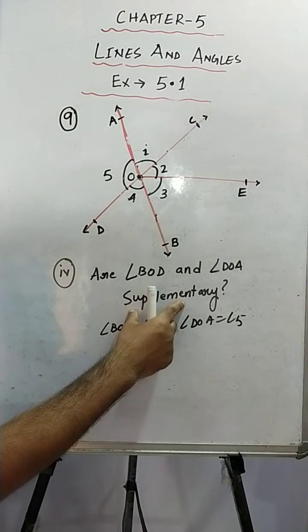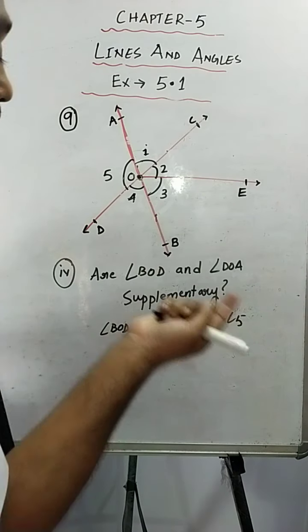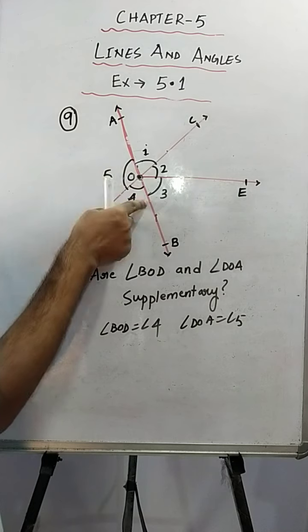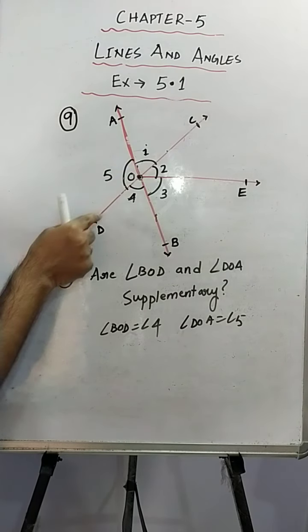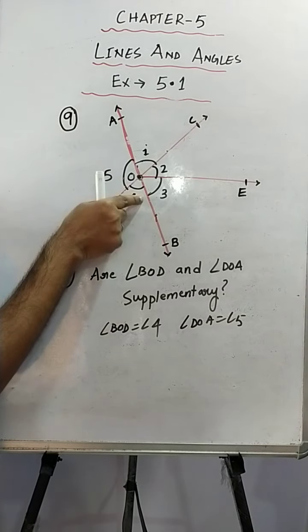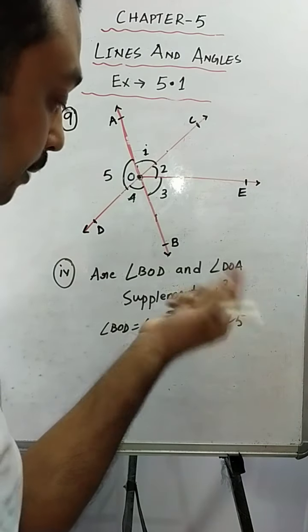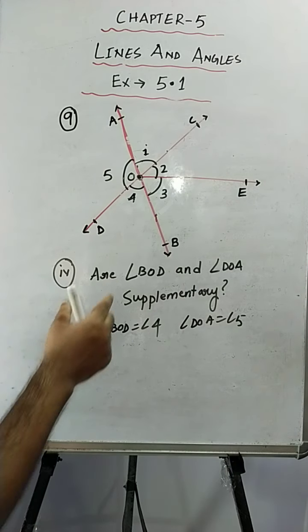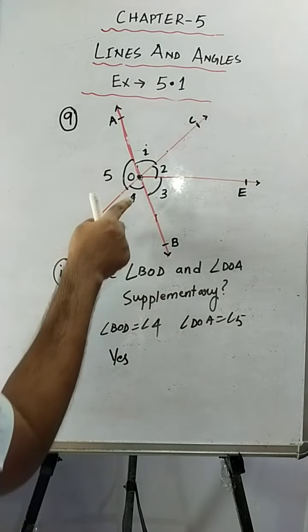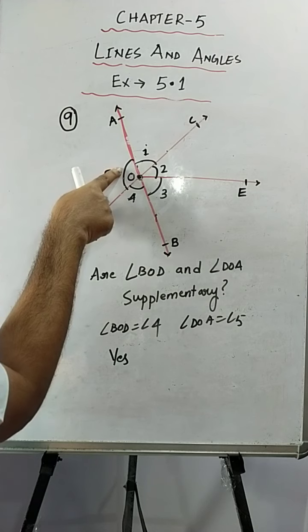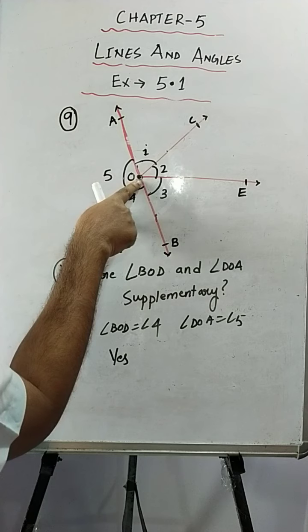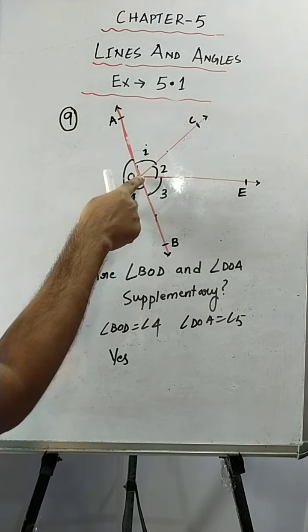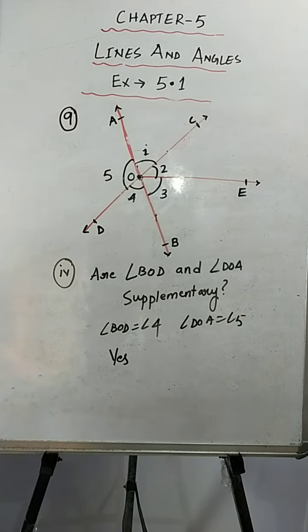And remember, a supplementary angle is also a type of adjacent angle. So you see angle 4 and angle 5 share the common vertex O. They have a common side OD, and they add up to 180 degrees. So it is sort of a type of linear pair only. So we'll say yes. Angle 4 and angle 5 add up to 180 degrees, and they are also adjacent, because they share the common point O and have a common side OD. So we'll write the answer as yes.